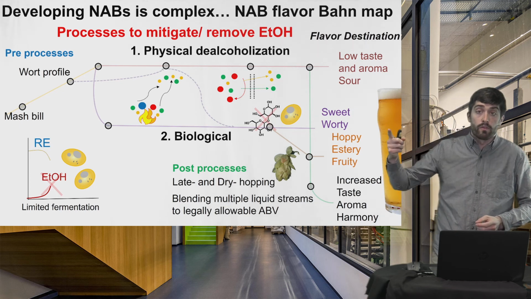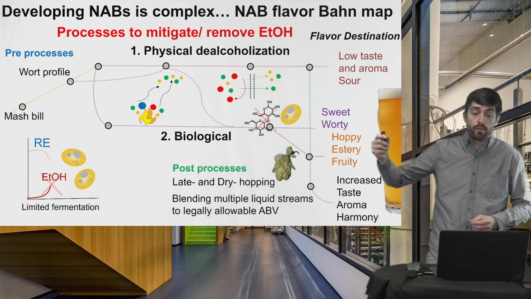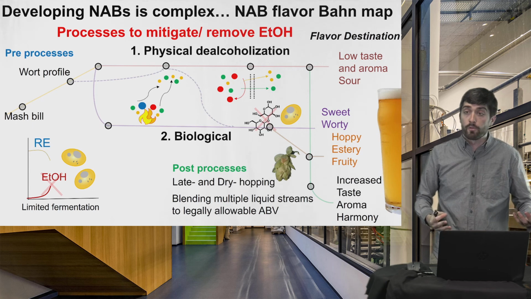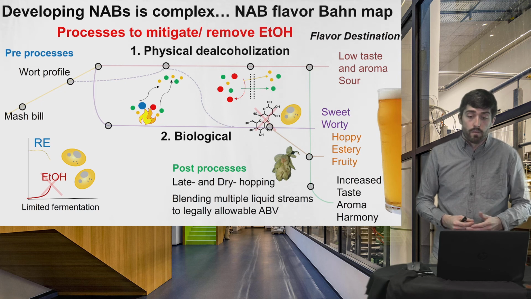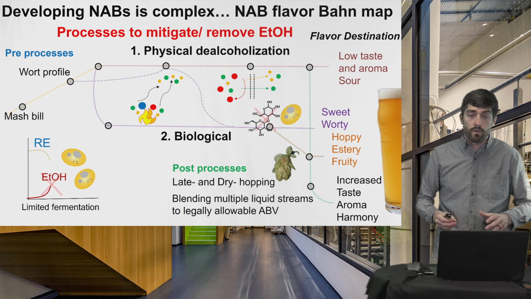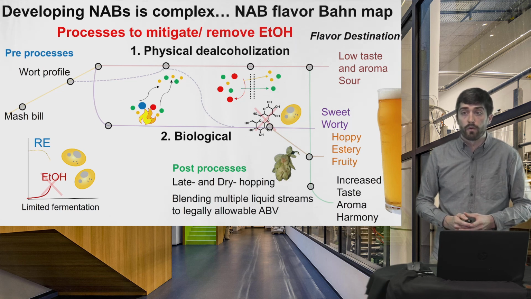While NABs produced with just restricted or limited fermentations are going to be sweet and worty. But it's also clear that by applying a combination of techniques, you're going to produce more harmonious NABs with, I guess, more complex flavors. And particularly the addition of hops seems to play really well if the style of NAB that you're trying to produce allows for that. But overall, I think what this suggests is that there's not a one-size-fits-all solution for every brewery in terms of producing great NABs.